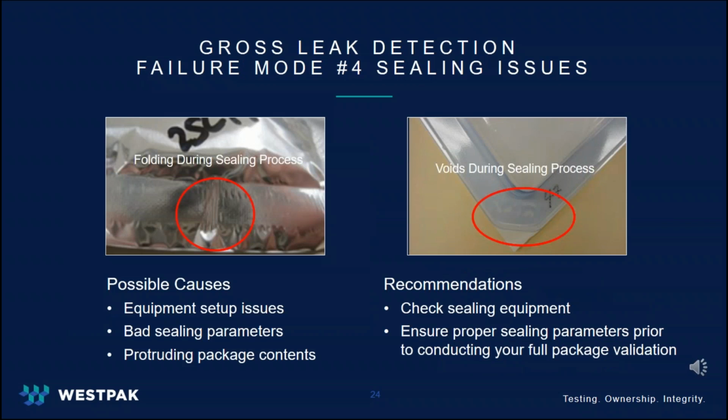The last failure mode we'll discuss is sealing issues. Possible causes for sealing issues are equipment setup issues, bad sealing parameters, or protruding package contents in the seal. The picture on the left shows folding during the sealing process, and the picture on the right shows voids during the sealing process. Recommendations to avoid this are to check your sealing equipment and ensure that you have the proper sealing parameters prior to conducting your full packaging validation.